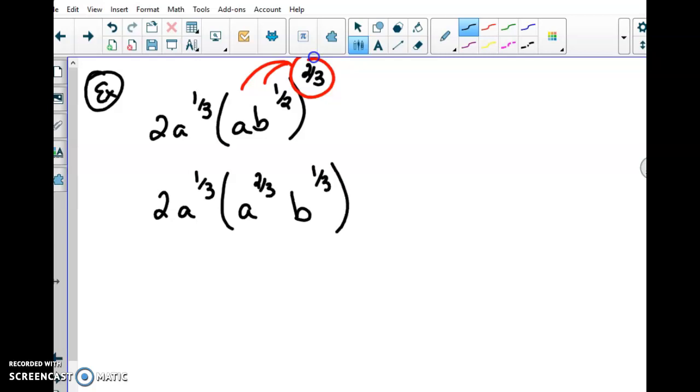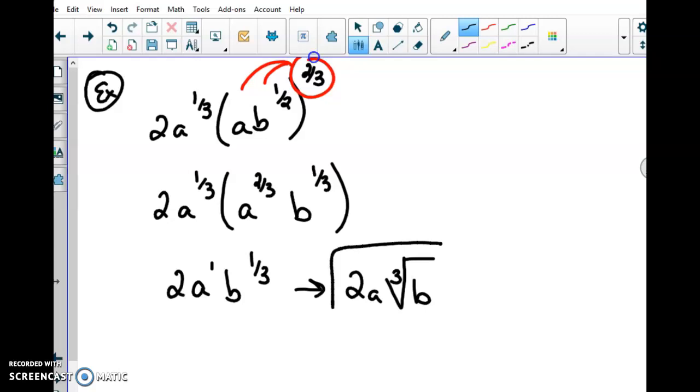Now I'm going to combine my a's here, and because they're being multiplied by each other, they're not raised to a power, we're going to add those exponents. So this is now 2a, well 1/3 plus 2/3 gives me 1, and then this b is going to be raised to the power of a third. If I'm rewriting this in radical form, I have 2a and then the cube root of b. This would result in my final answer.